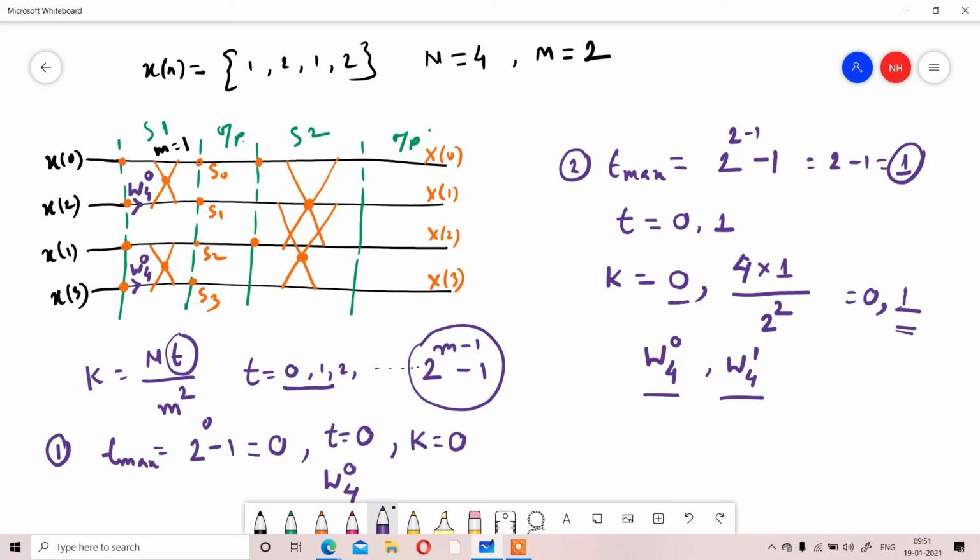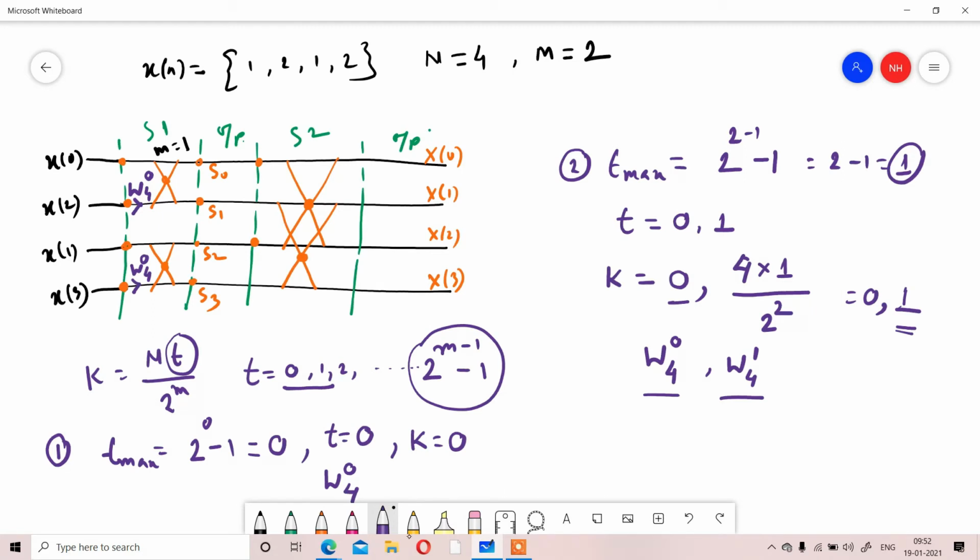N t by 2 to the power m. Just make a correction, it will be 2 to the power m, not m square, because if this is m square, that will be 4. It will be 2 to the power m, not m square.